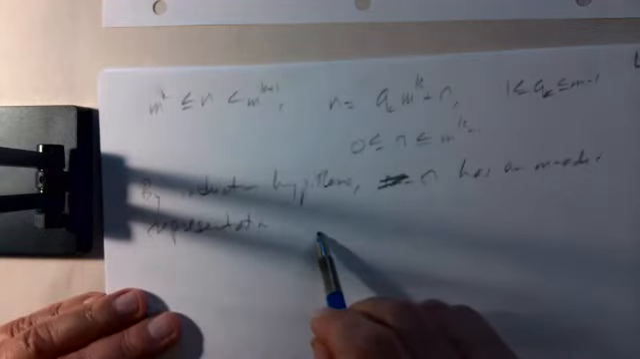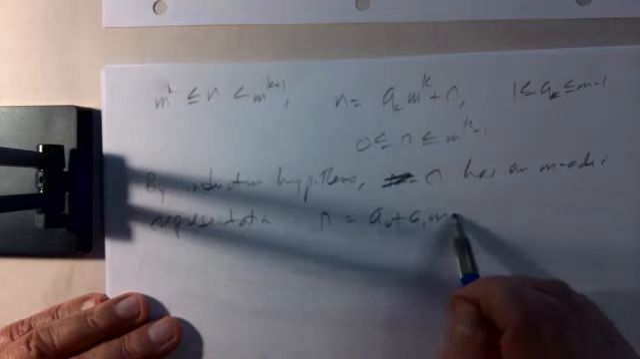So by the induction hypothesis, r has an m-adic representation. So r can be written as a0 plus a1 m plus a2 m squared up to at most a sub k minus 1 m to the k minus 1, because r is less than m to the k. So n is a sub k m to the k plus r. That's a0 plus a1 m up to a sub k minus 1 m to the k minus 1 plus a sub k m to the k. So this proves existence.